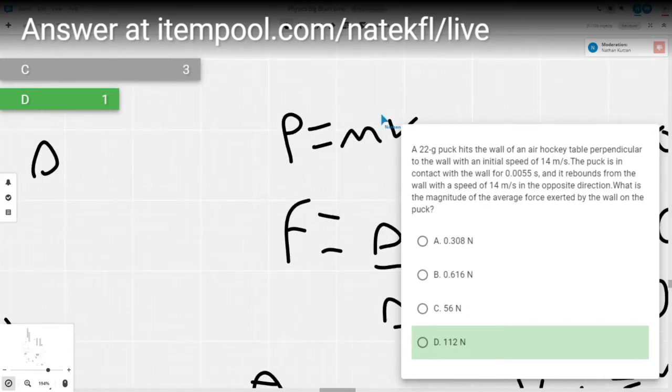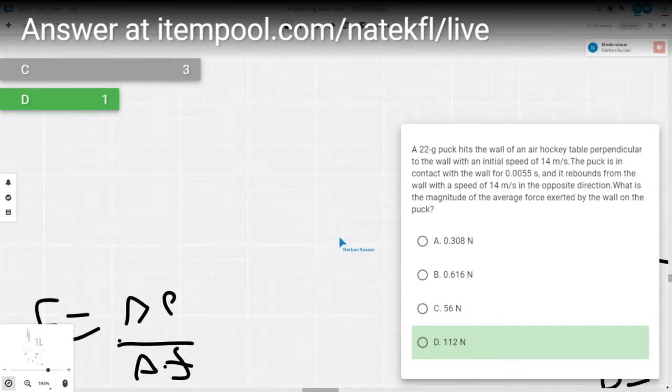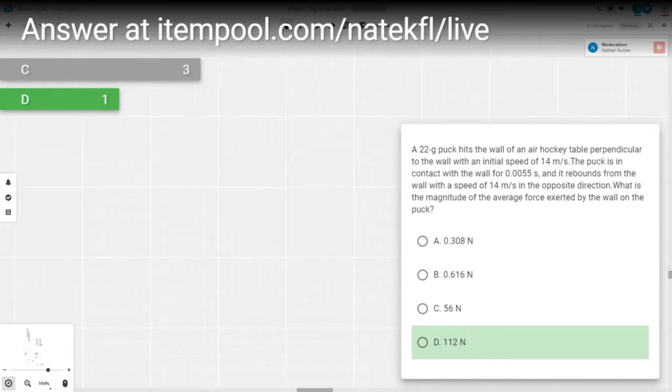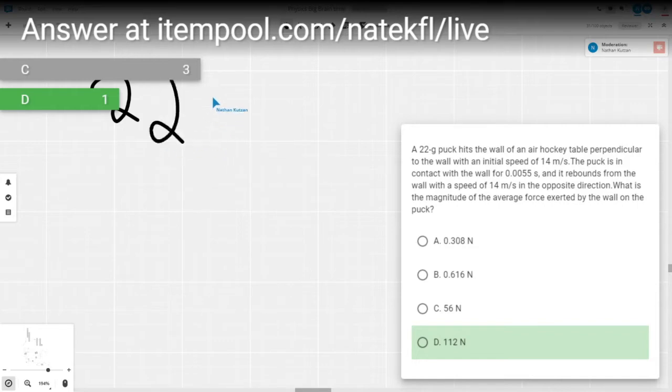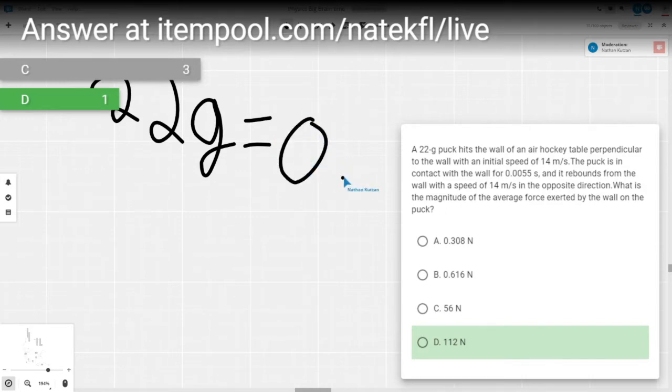Okay, so first of all, if I can find anywhere on this board that's actually blank. All right, here. I need to clear this board out soon. All right, so it says a 22-gram puck. We already know that we're going to need to change those units to not be grams, change it to kilograms. So what is 22 grams in kilograms? 0.022 kilograms. Yeah.